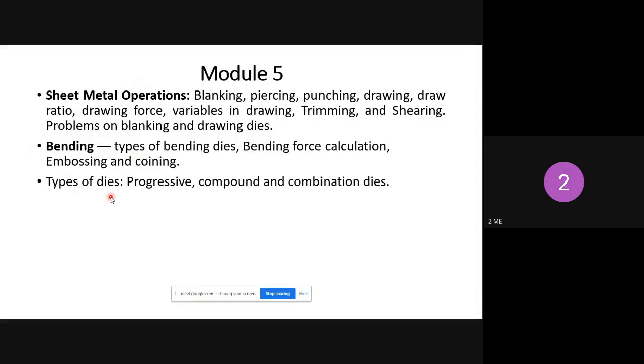Next, types of dies. We already know the different types of dies: we give an impression or apply force to the metal, and because of that die force, deformation of the metal takes place. Types of dies we are going to study in module 5: progressive die, compound die, and combination die.